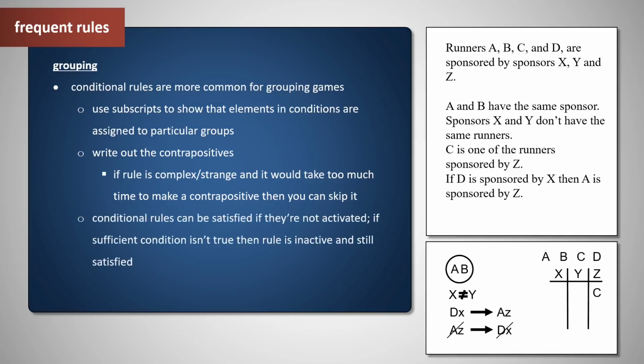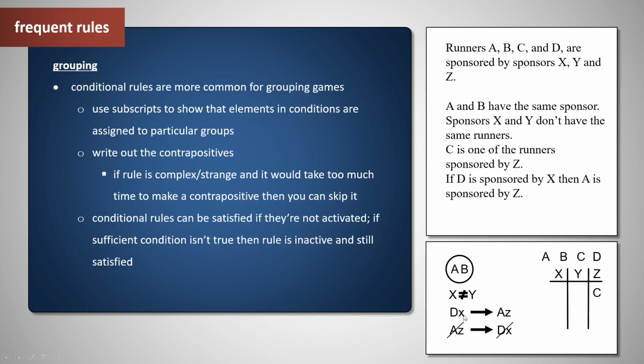Now just remember, conditional rules can be satisfied even if they're not activated. If the sufficient condition isn't true, then the rule is inactive and it's still satisfied. So this tells you if D is in X, then A is in Z. If we put the D in X, we know the A has to go here. But if the D is in Y, that's fine. A can go anywhere else, because conditional rules tell you that if something is true, if D is in X, then you have to pay attention to the rule. Otherwise, you don't have to worry about it.